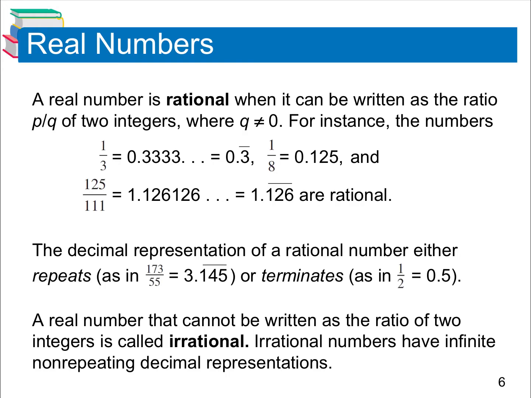So again, your rational numbers can be represented as a fraction. Like with 1/3, it's the same exact thing as 0.3 repeating. You can still represent that as a fraction, so that's a rational number. Something like 1/8, which is 0.25 as well. Again, that's a rational number. For something like 1.126 with your bar notation, that bar notation is the line that's above the 126, which means it constantly repeats. It can still be represented as a fraction, so it's still a rational number.